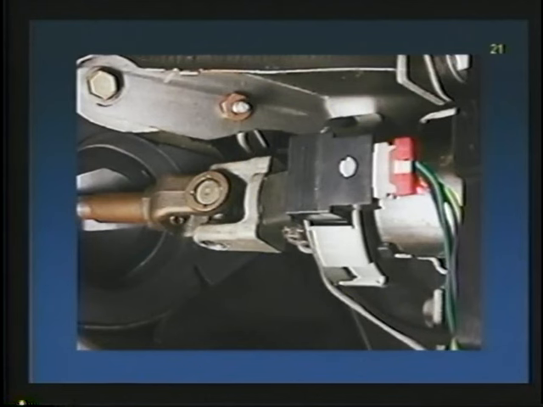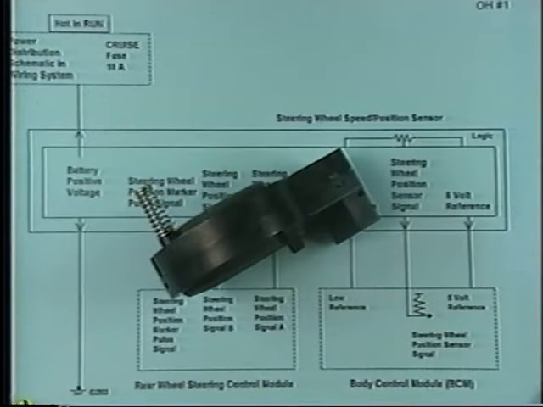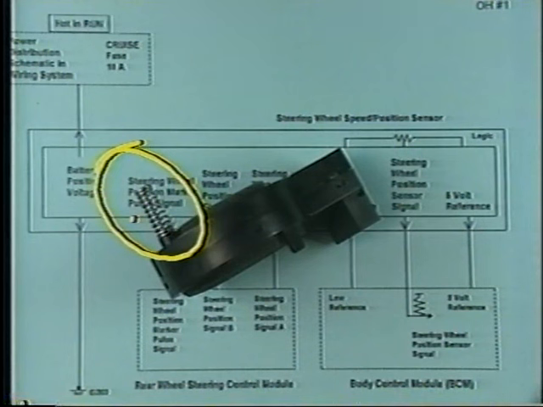Let's take a look at what it would look like if we got it from the parts department. If we got a new one in the box, we have one in the studio here, and there it is. See that pin right there? That pin is installed in a certain position. It only goes in one position. Now, where it's at right now, that is in the zeroed position, meaning it's centered. It's ready for installation, as long as the wheel's straight ahead. All right?